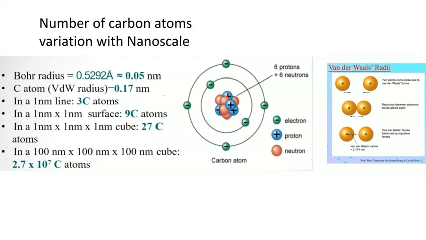Now, the carbon atom has a van der Waals radius of 0.70 nanometer. So in a 1 nanometer line, three carbon atoms sit together. If you take 3 carbon atoms and bring them closer to each other, they settle down together, and the equivalent length of the line is 1 nanometer.